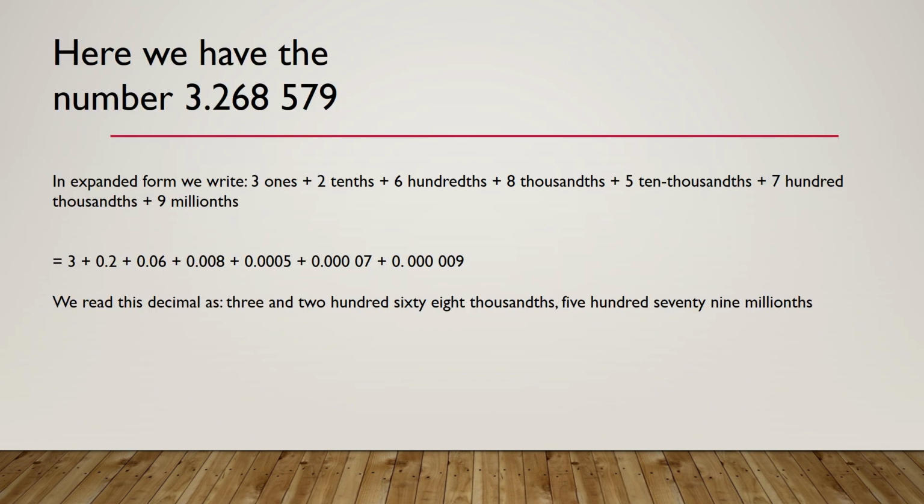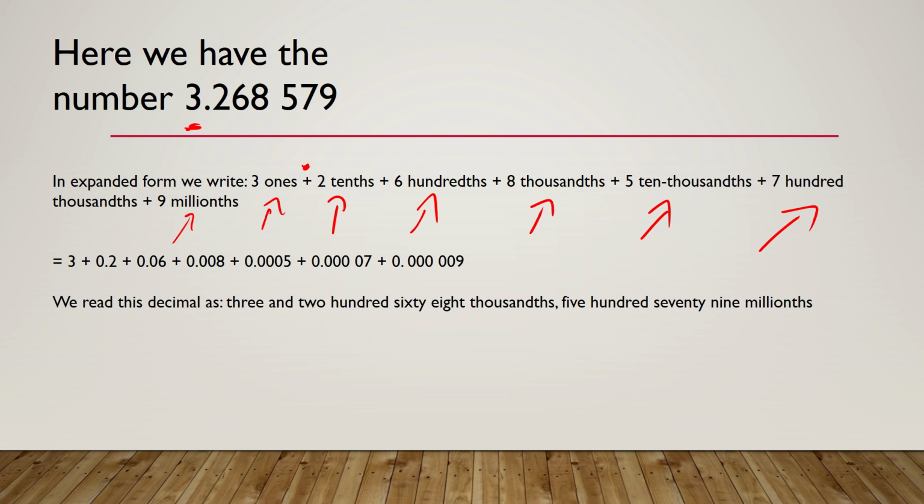Here we have the number 3.68579. Okay, so in expanded form, there's a couple ways of doing this. We're going to look at our decimal, and we have 3 ones. Now we have our decimal. Then we add plus 2 tenths. If we look at our place value chart, that's where the tenths would go. Then we have 6 hundredths, 8 thousandths, 5 ten-thousandths, 7 hundred-thousandths, and 9 millionths.